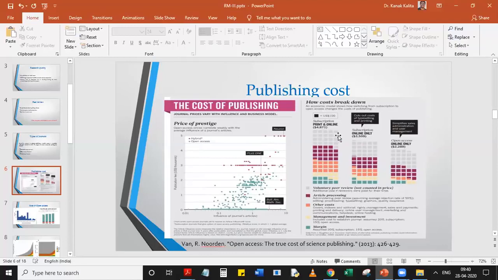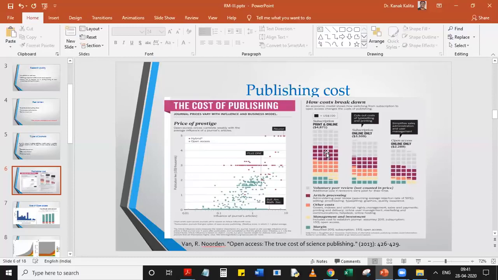So generally what we see here is that the particular portion shown in gray is the peer reviewing part, or the price that would have been involved in the peer review. But as I told you, most of the journals do not pay for peer review or for reviewing any paper. So this cost is nil in all the journals. He has shown that this cost is nil. And then there is something called the article processing charges.